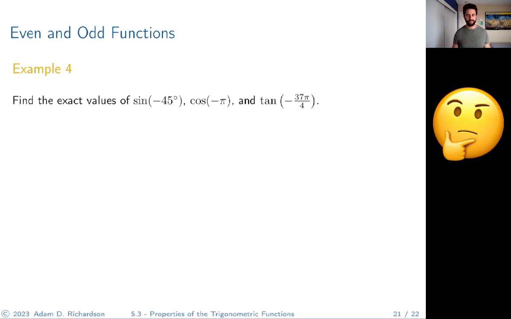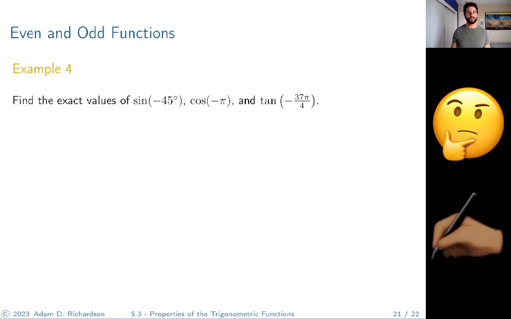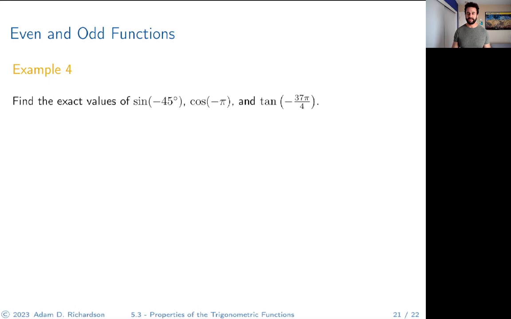So think about it for a minute. Now try to say something out loud to yourself, anything at all about what you're seeing here, what you're reading, and how you would approach the problem. All right, now try to work it out yourself. See if you can use even and oddness to find the answer to these values. Okay, now let's do it together.